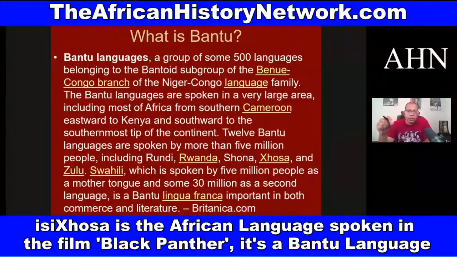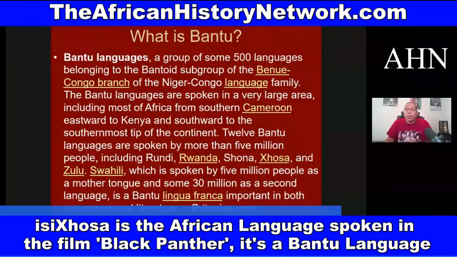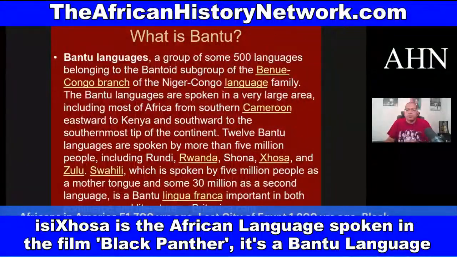Now, Swahili or Kiswahili, which is spoken by 5 million people as a mother tongue and some 30 million as a second language, is a Bantu lingua franca important in both commerce and literature. So this is Britannica.com, which has some information on Bantu languages. There's other information you can look at, but this gives a good brief synopsis here.